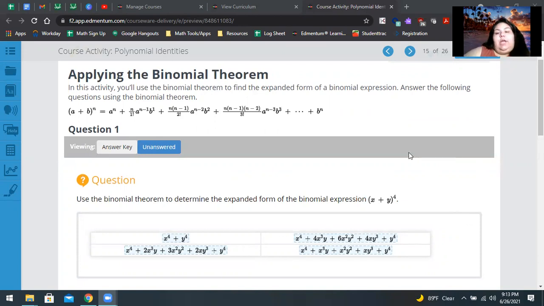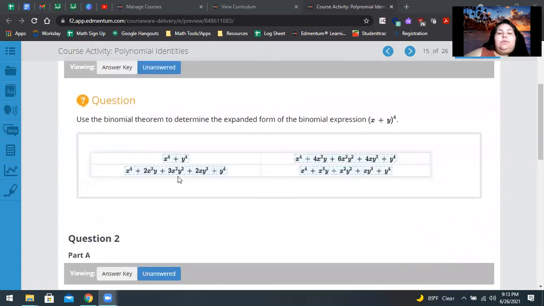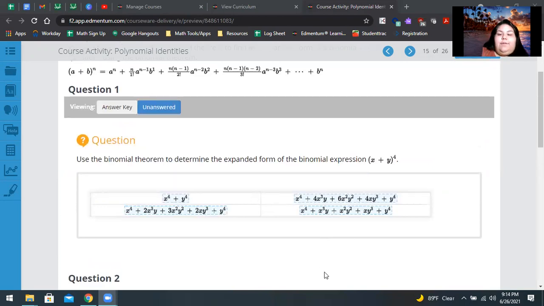For this one right here, remember how I said because it's raised to the 4th power, we're going to have 5 terms. So you can kind of already eliminate this one, right? 1, 2, 3, 4, 5. You have 3 of them, and you're only selecting one. The question is, which one?